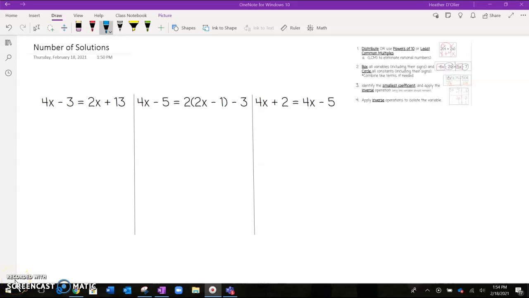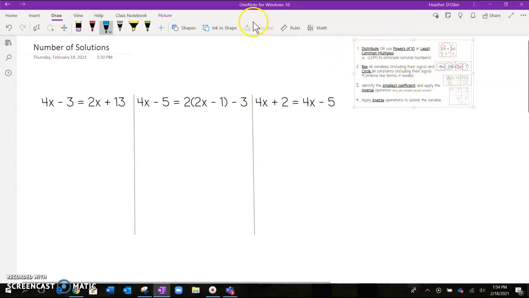Hi friends, so right now I'm going to go over a number of solutions. And for this to make sense, I've got to solve a couple problems. They won't be that bad though. So I'm going to start with this far left one, okay? And I have my steps over here to remind me.